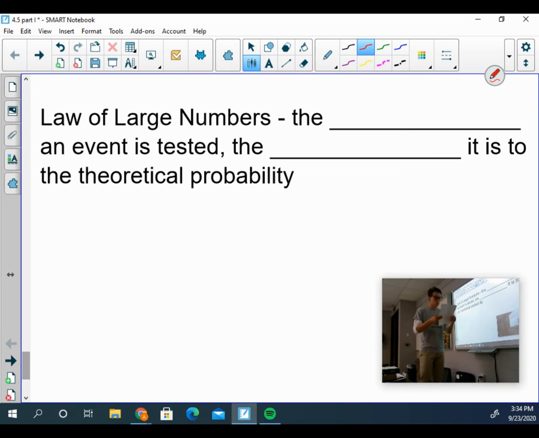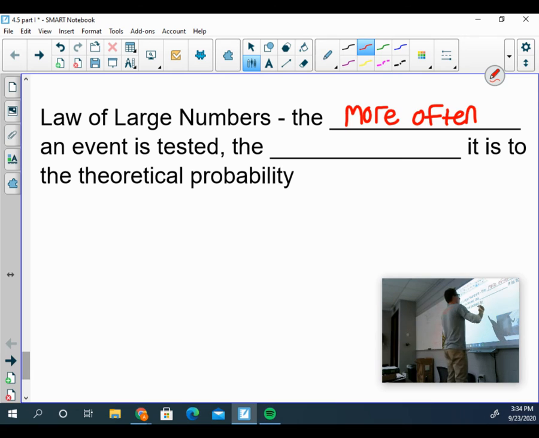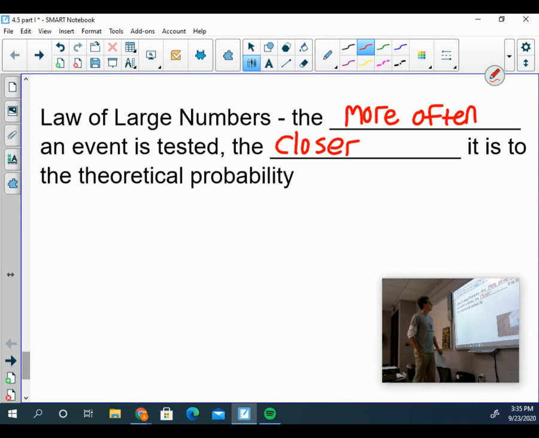large numbers. The law of large numbers says the more often an event is tested, the closer it is to the theoretical probability. The more often an event is tested, the closer it is or will be to the theoretical probability.